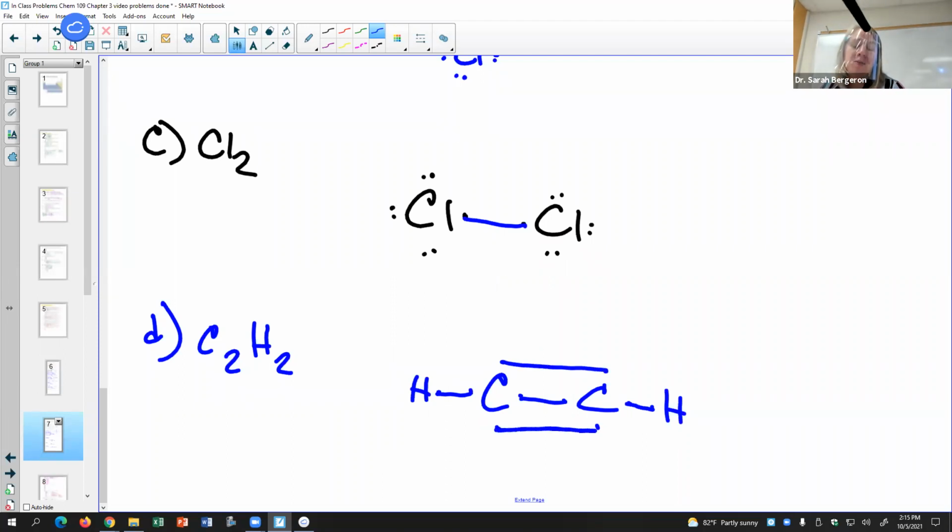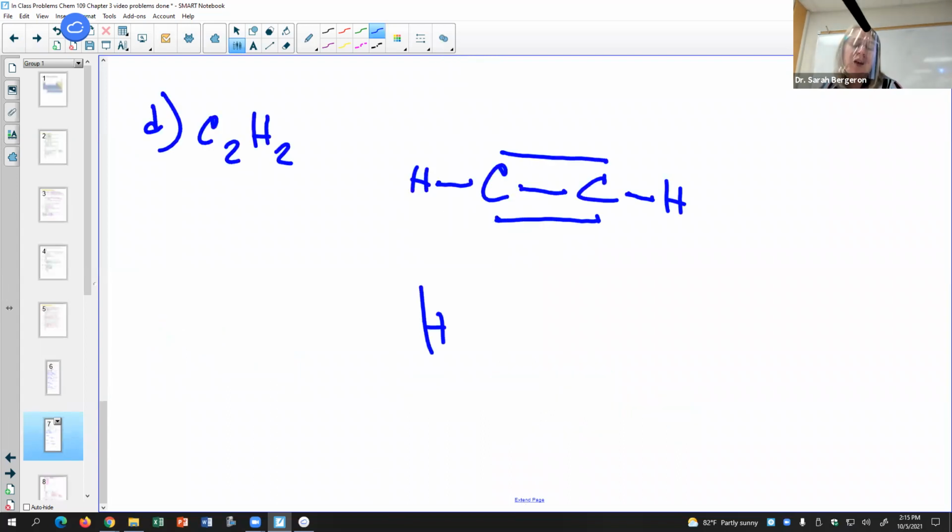No, so what am I going to do? Make some more bonds. So then I end up with H, C, triple bond, C, H. And how do I know that's correct? Because if you pick any atom, they should either have 2 to be happy or 8 to be happy, but they should be happy. So carbon has 2, 4, 6, 8. This carbon, 2, 4, 6, 8. And then the hydrogens have 2.